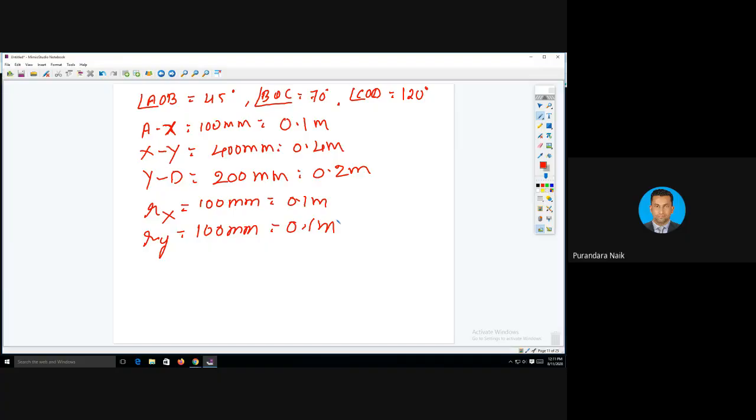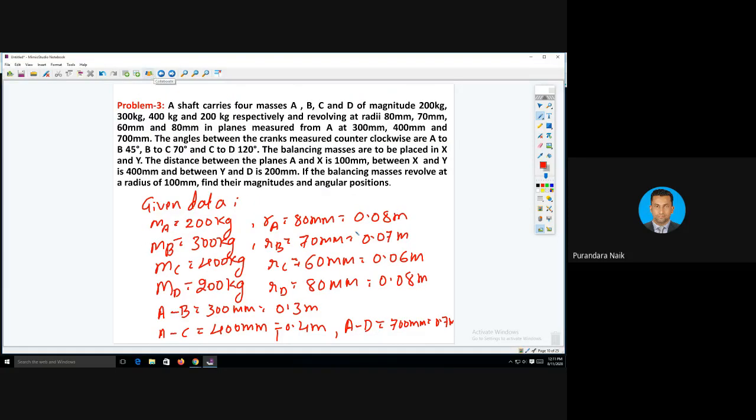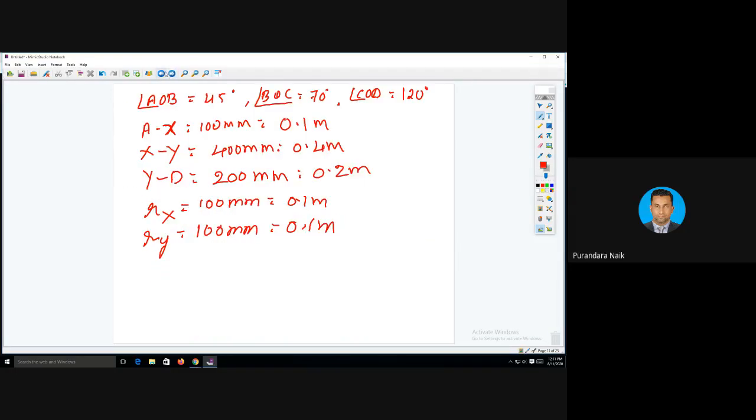So first we noted the masses and the corresponding radius, and the distance between the planes is given here, and we have taken the angles. Then the distance between the planes which have the unknown masses, that is AX, XY and YD, is given in the problem, and the corresponding radius of the unknown masses, Rx and Ry, is also given in the problem. Both are the same, 100 millimeter. That's why we have taken Rx and Ry as 0.1 meter. This much data is given in the problem.